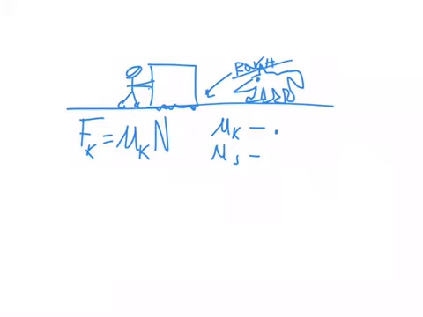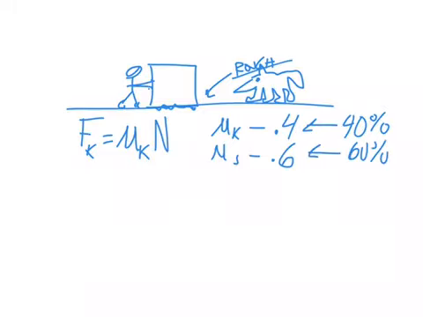So the kinetic coefficient of friction, let's say in this example, is 0.4 and the static is 0.6. Static friction will always be greater than kinetic friction because it's harder to get it started than to keep going. So remember, this 0.4 means that 40% of the normal force will show up as friction force. And this 0.6 means that 60% of the normal force will show up as friction force. So as I solve this, if I want to know the kinetic friction force, I put in the value of my kinetic friction coefficient, which is that 0.4, that 40%.